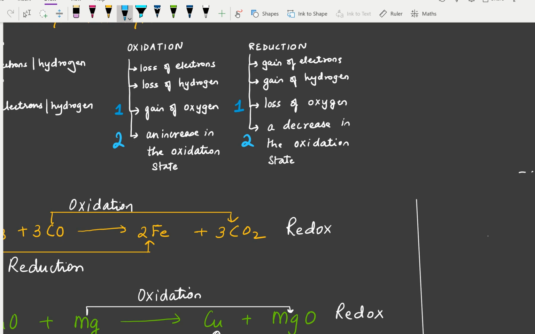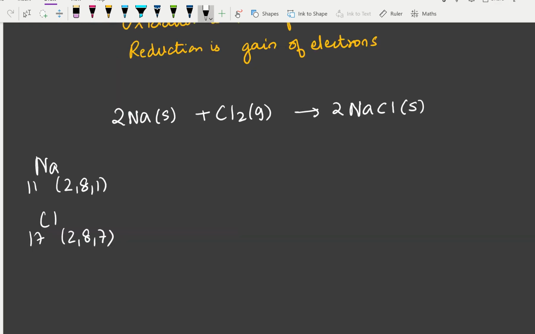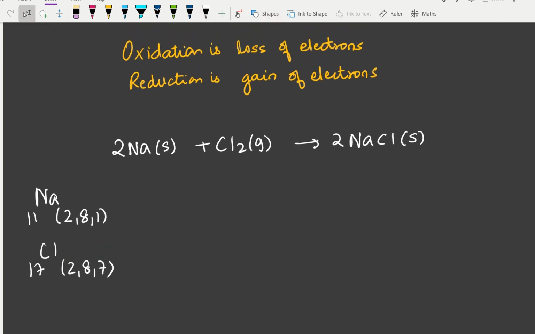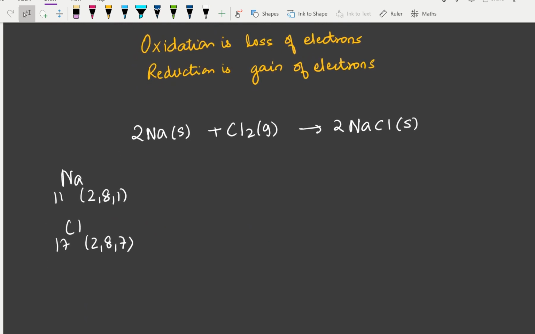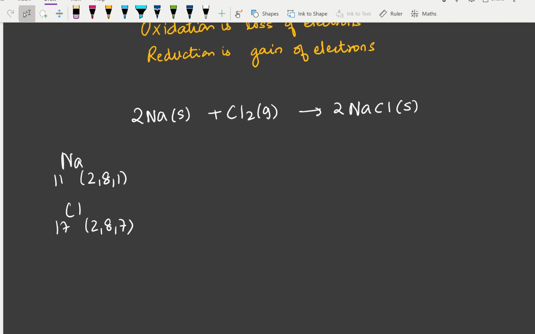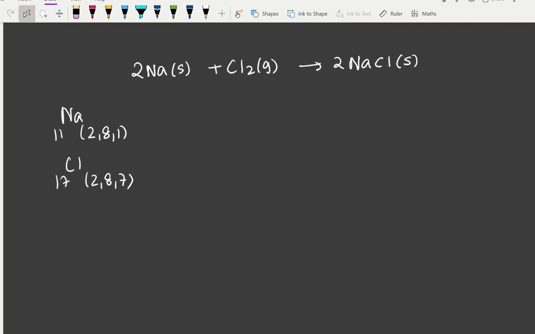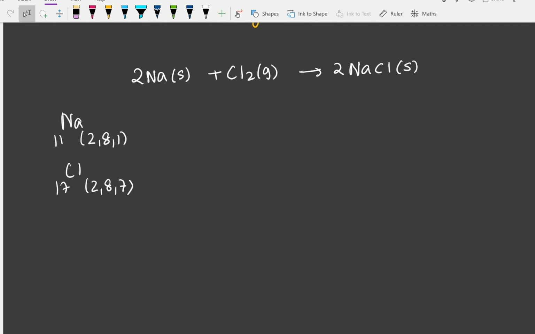Now we talk about the loss of electrons. So I'm marking this as the third one. Now let's understand oxidation and reduction in terms of loss or gain of electrons. And for hydrogen we'll consider it last. As you can see in this example, oxidation is a loss of electrons, reduction is the gain of electrons, and the example that I've taken is 2Na solid plus Cl2 gas gives you 2NaCl. Let us understand what exactly is happening in this reaction.